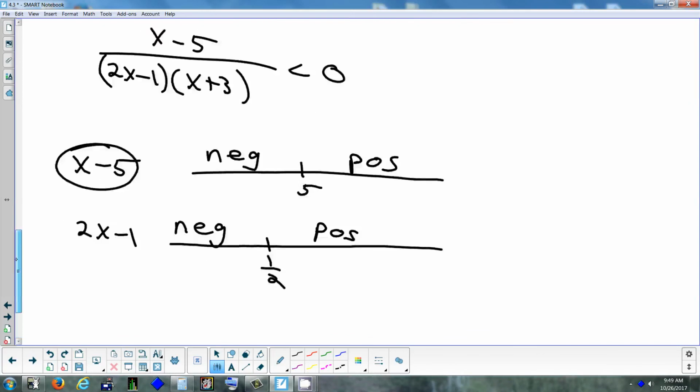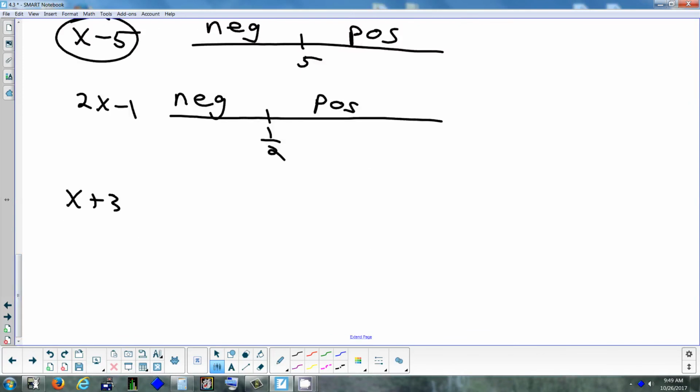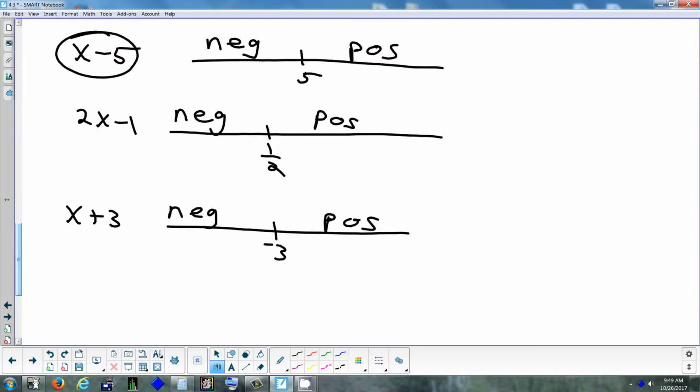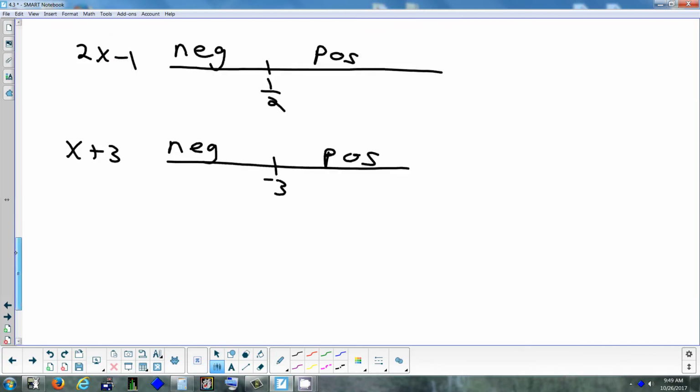Okay, let's do one more. x plus 3. Negative 3 is the root. If you plug in numbers smaller than that, you get negative. Bigger than that, you get positive. So now let's put those all on the same number line. If you want to just jump to the same number line right away and not do them individually, you can. I think that's a little confusing.